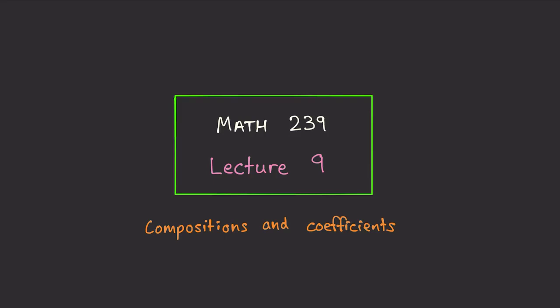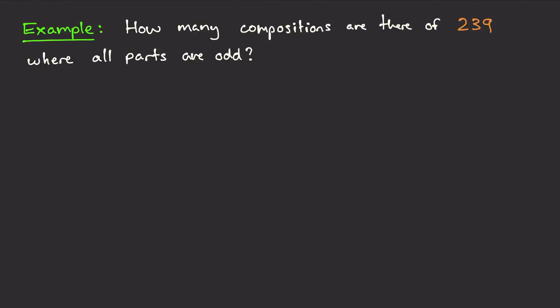Welcome to Lecture 9. The last two lectures have built up some theory with the string, sum, and product lemmas. Today we'll see how to apply that theory to count compositions under various constraints. The example at the end of last lecture used the generating series for the set of all compositions to count the compositions of the integer 239.